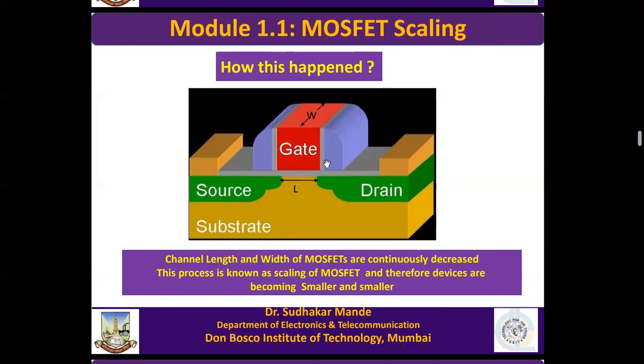What is MOSFET scaling? MOSFET scaling means the width and length of the MOSFET are continuously decreased. This process is known as scaling of the MOSFET, and therefore devices are becoming smaller and smaller. After every 2 years, this width and length are scaled. For example, if today my length is 1 micrometer and width is 1 micrometer, and it is scaled to 0.7 micrometer, then earlier my area was 1 micrometer multiplied by 1 micrometer, which is 1 micrometer square.